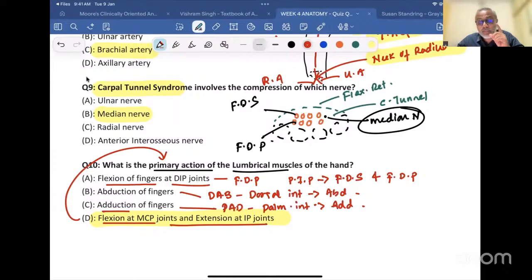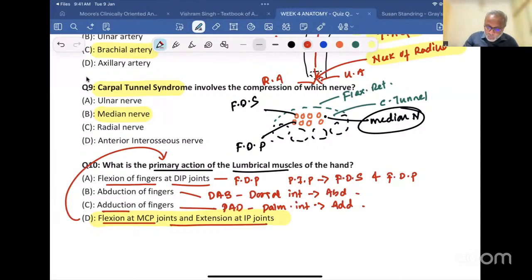Okay, remember nerve supply of the lumbricals. The lateral two lumbricals, the first lumbrical and the second lumbrical, are innervated by the median nerve. Third and the fourth lumbrical, or the medial two lumbricals, are innervated by ulnar nerve. All palmar interossei, all dorsal interossei are supplied by ulnar nerve, isn't it? So this is what we need to know.